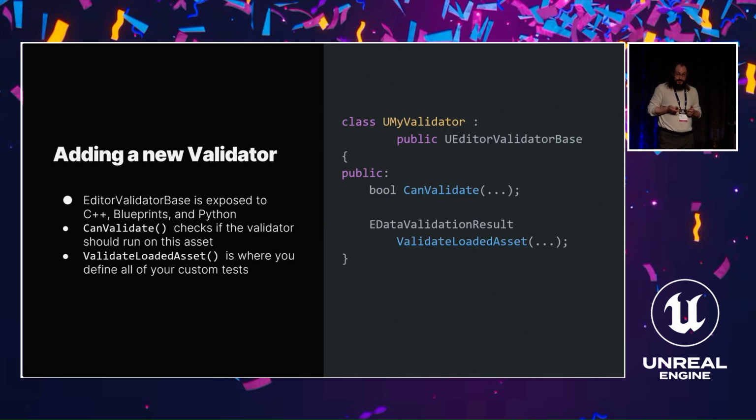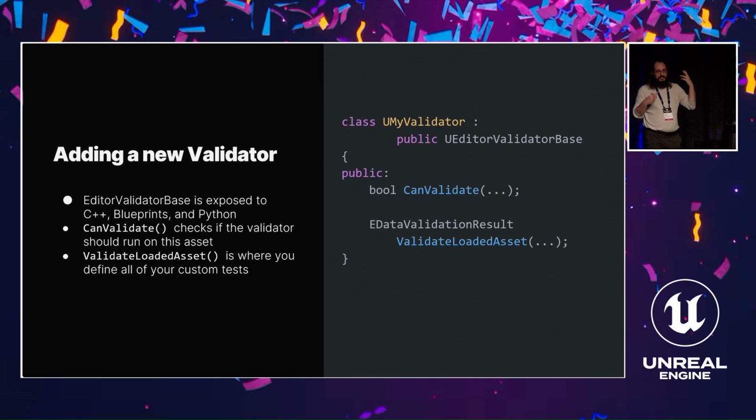Adding a new validator is really easy. You can just derive from this editor validator base. It is exposed to C++, Blueprints, and Python, so whatever environment you're most comfortable with, you can just work in that straight away. Once you've got your base class, you've got two functions that you need to override.